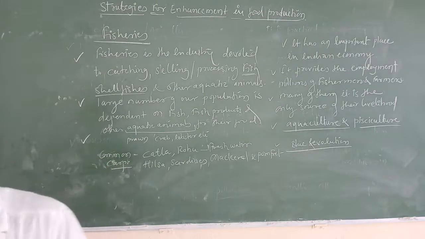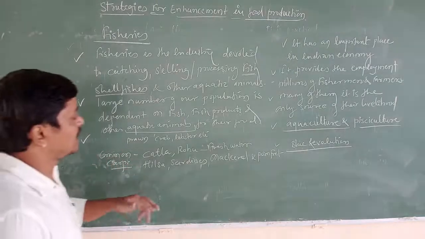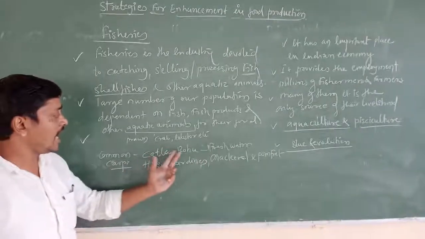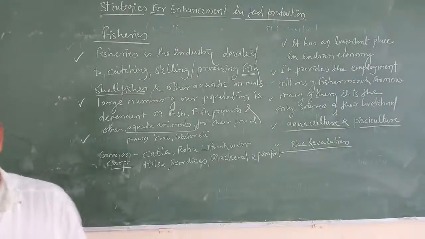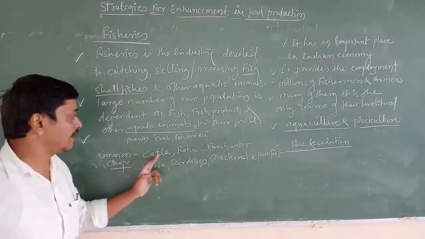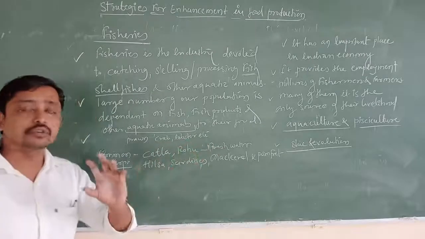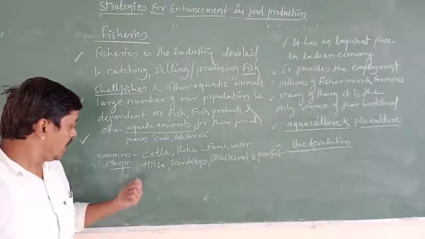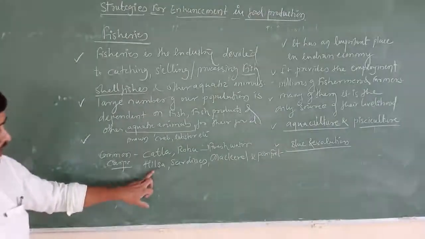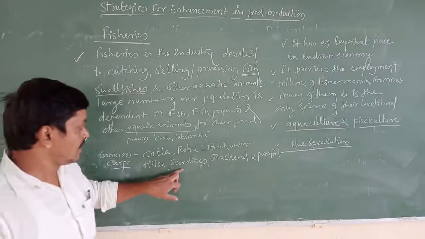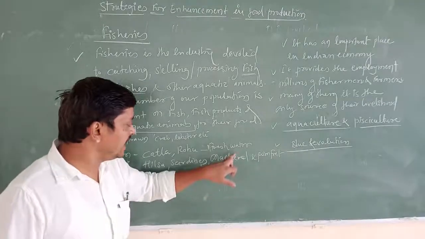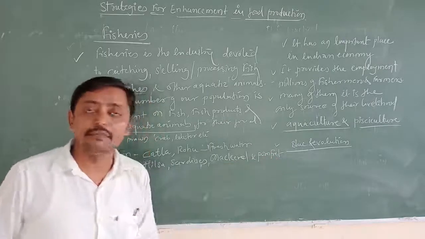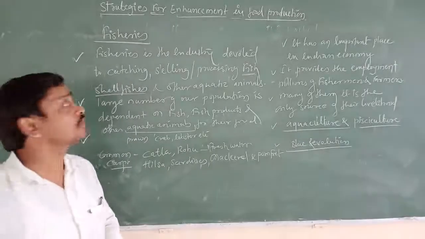There are two different kinds of common carps which are found in fresh water as well as in marine water. Katla and Rohu, what I told you, Katla, C-A-T-L-A. Katla and Rohu are the two common carps used for fisheries which are found in fresh water. And in marine water, the common carps are Hilsa, Sardines, Mackerel, M-A-C-K-E-R-E-L, and Pomfret, P-O-M-F-R-E-T. These are the common carps used for fisheries.